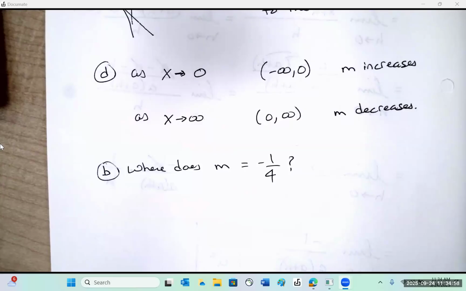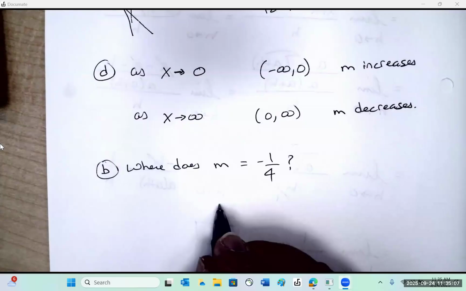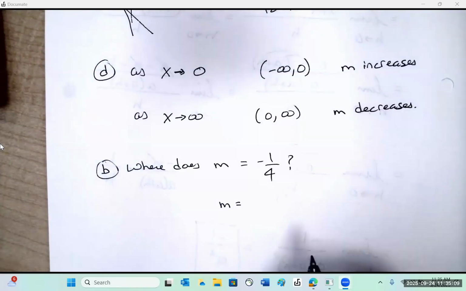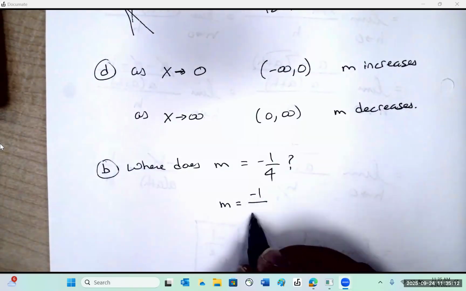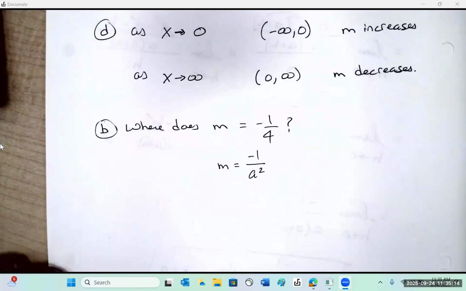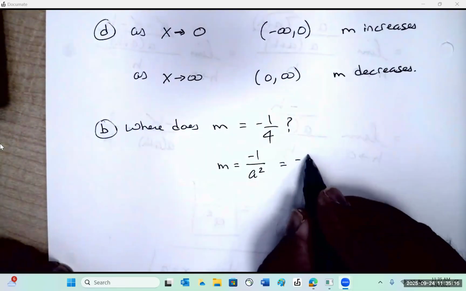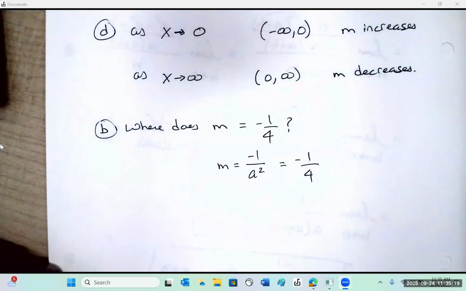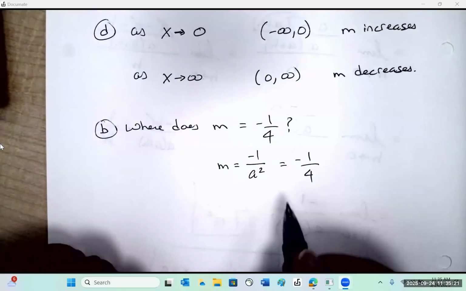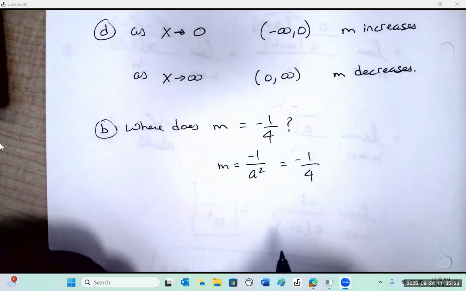Where would I start looking for the answer? What does m equal? What's the formula for m? -1/a². So where does that equal -1/4? No. Anybody agree with that? A equals 2.